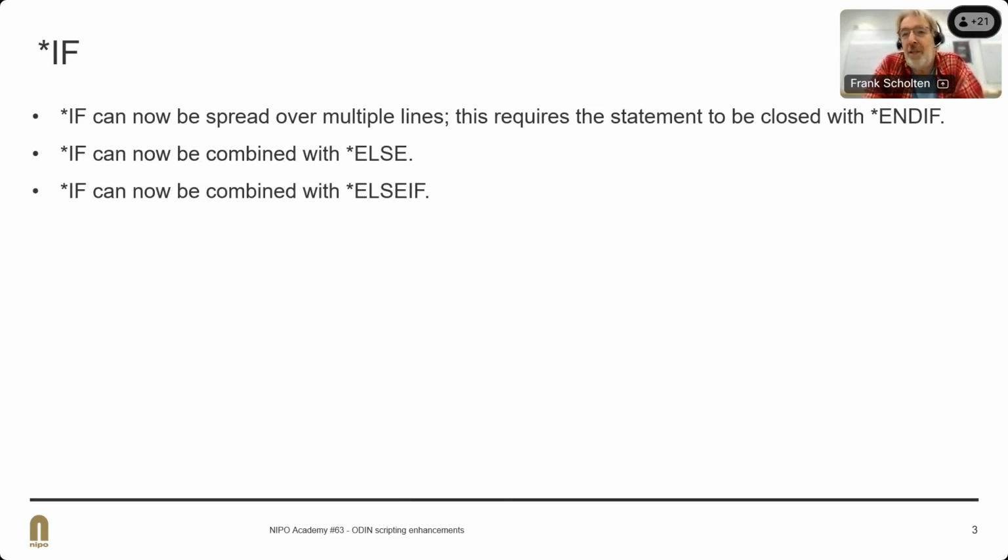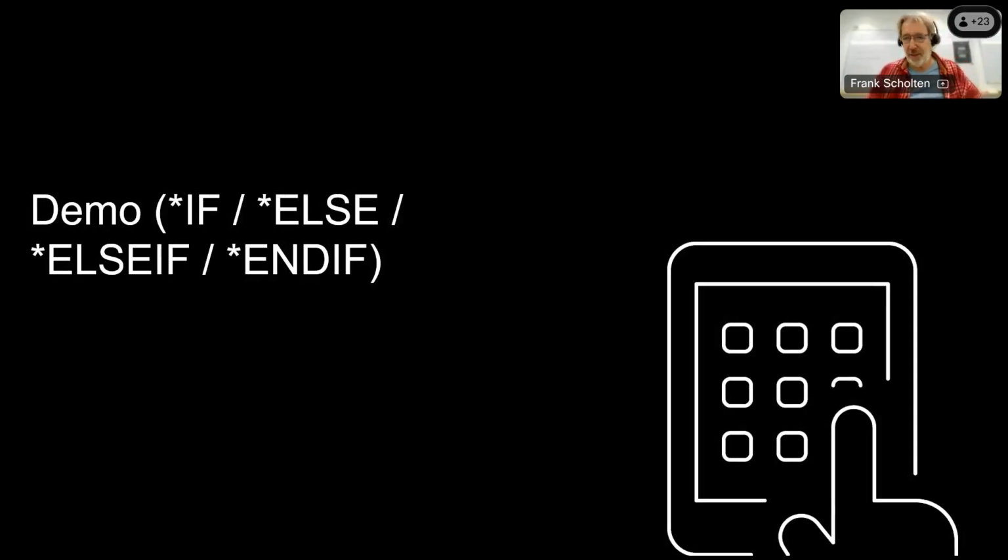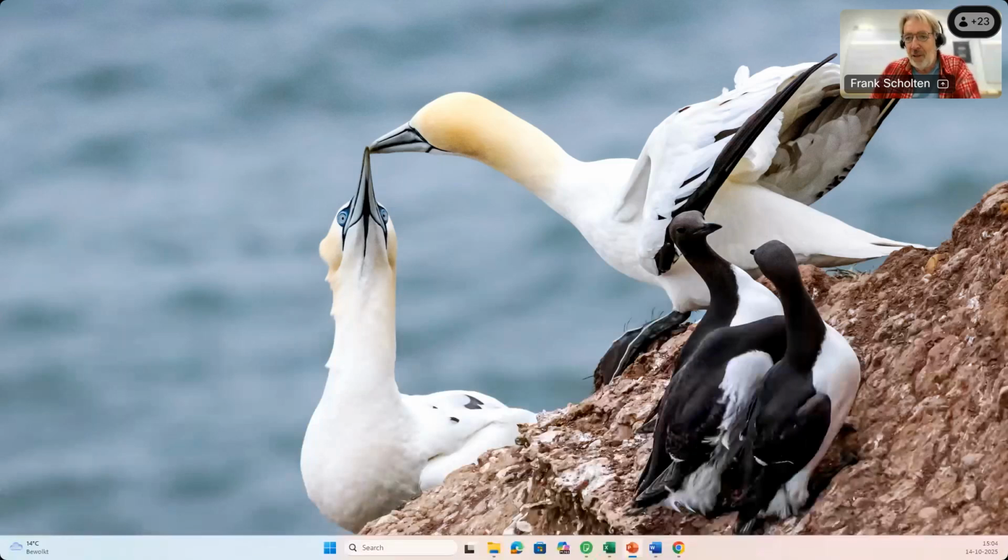If can now be spread over multiple lines. Until now, if you used an if statement, it needed to be on one single line. If you spread your if statements over multiple lines, that requires that the statement is closed with an end if. You can now combine an if with an else, and you can combine an if with an else if. So those are the improvements. Let's simply go to the demo and take a look at what that then means.